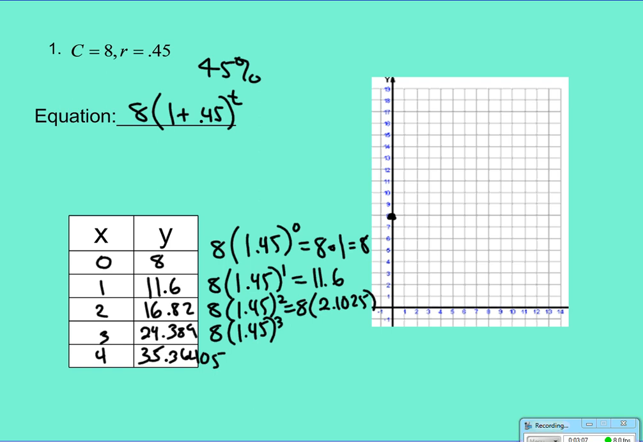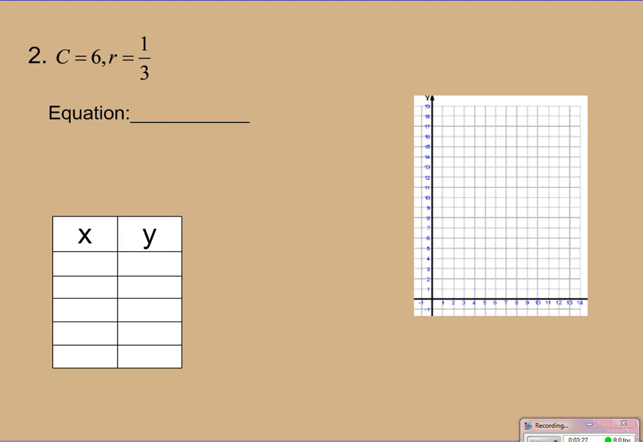So wherever I start, well, I start here at 8. At 0, I'm at 8. At 1, I'm at 11.6. So that looks to be right about there. At 2, I'm at 16.82. So that looks to be about right here. And after that, I'm off the graph. So my sketch basically just looks like that. That is what my exponential growth function will look like.